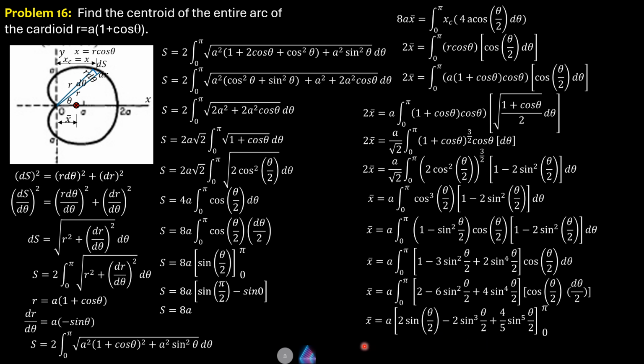So bar x is a quantity 2 times 1 minus 2 times 1 cube plus 4/5 of 1 to the 5th, minus the lower limit, where everything would be 0. So 2 minus 2 cancel. So this is 4/5, and 4/5 of a is 4/5 a. So the centroid therefore is at quantity 4/5 a comma 0.